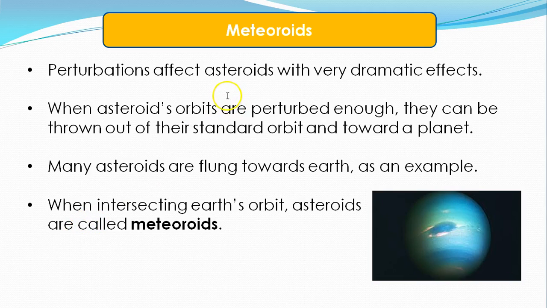Perturbations affect asteroids with very dramatic effects. This makes sense because asteroids are much smaller than the planets are. When asteroids' orbits are perturbed enough, they can be thrown out of their standard orbit toward a planet. Many asteroids are flung towards Earth, as an example, and when intersecting Earth's orbit, asteroids are called meteoroids.